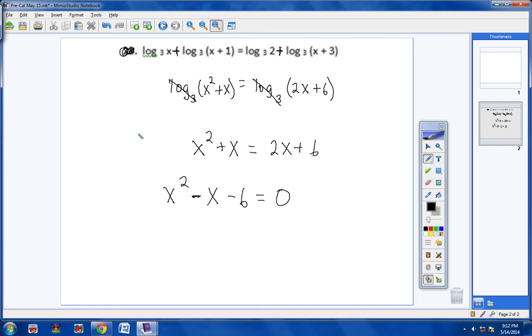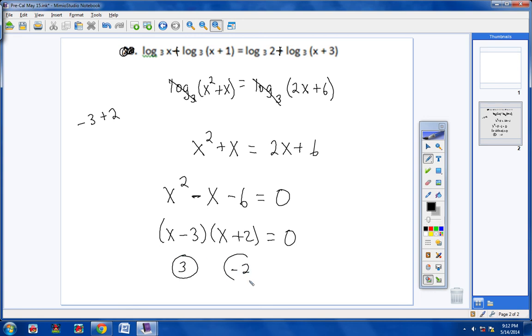What 2 numbers when multiplied together give you negative 6, when added give you a negative 1? Well, that's going to be a negative 3 and a positive 2. These 2 numbers will give you a negative 6. These 2 numbers here will give you a negative 1. So the factorization would be x minus 3, x plus 2 equals 0. Now, what number would satisfy this parentheses? 3. What number would satisfy this parentheses? Negative 2. Now let's check both of these answers and make sure they work.